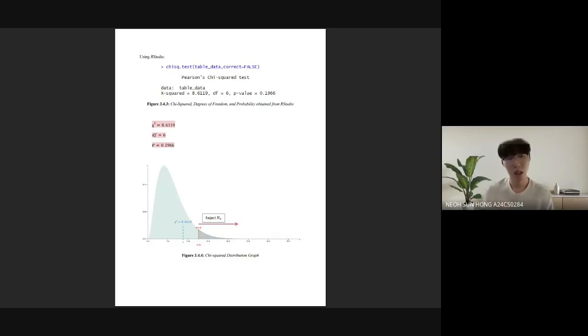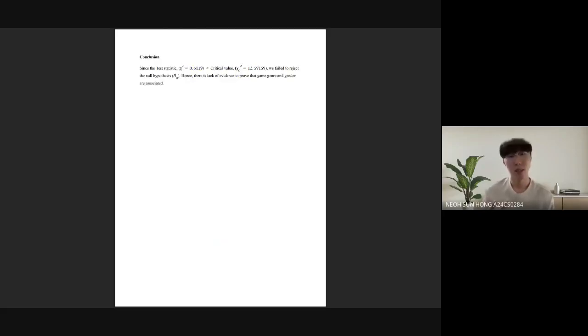This means that there is not enough evidence to say that the game genres and gender are related in this dataset. Additionally, figure 3.4.3 presents the p-value of about 0.1966, which is larger than 0.05, reinforcing our conclusion. To summarize, we analyzed whether game genre and gender are associated.